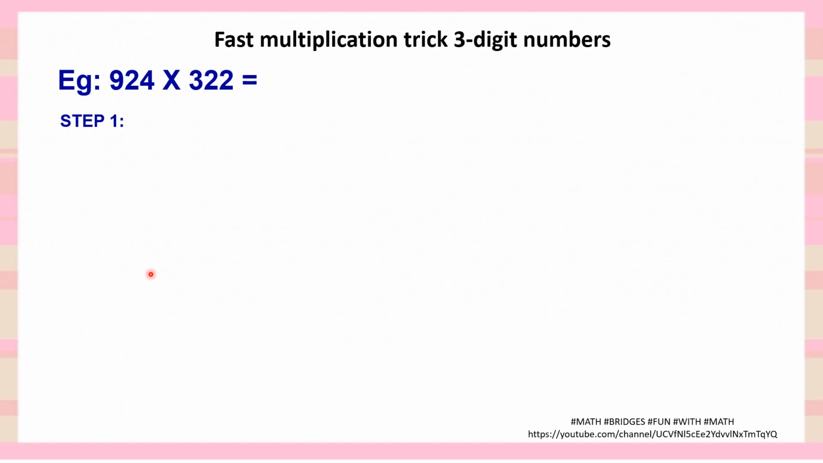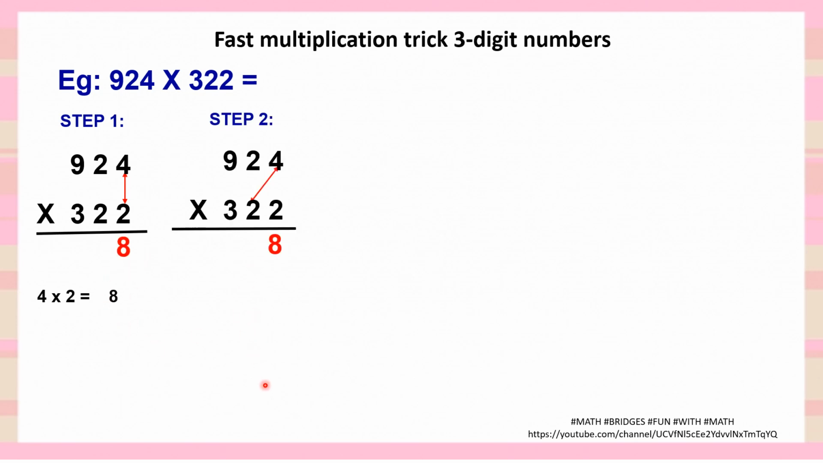924 into 322. First step, we will write it vertically here. First step, 4 into 2, 8. So directly we'll write it here, 8. Next step, here, 4 into 2, crisscross method. 8 and 2 into 2 it is 4. Now we'll add these two numbers. 8 plus 4 it is 12. We'll consider only the ones place digit 2. Write it over here 2 and cross out. This one we will take it as a carry forward to the next step.